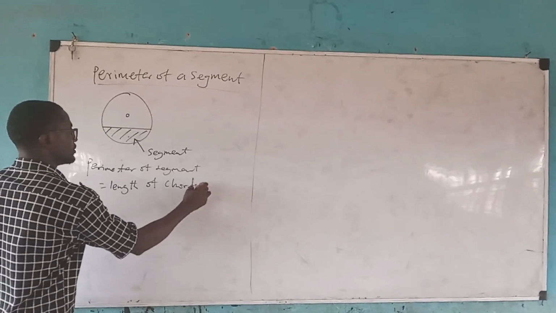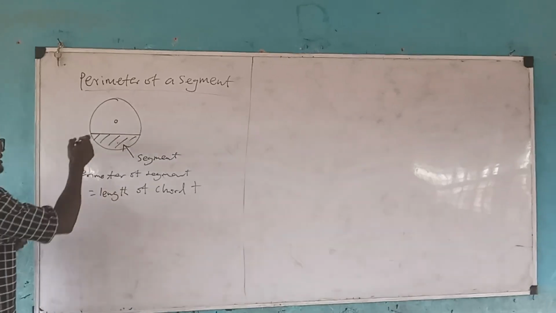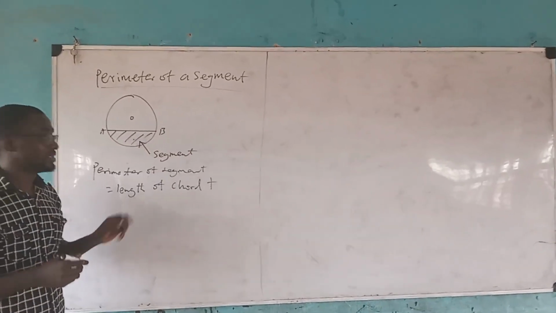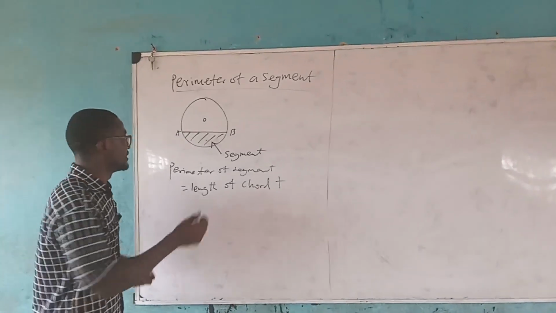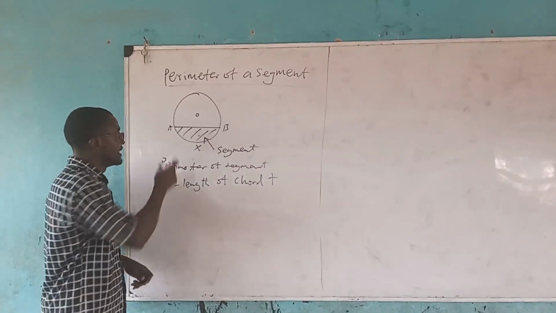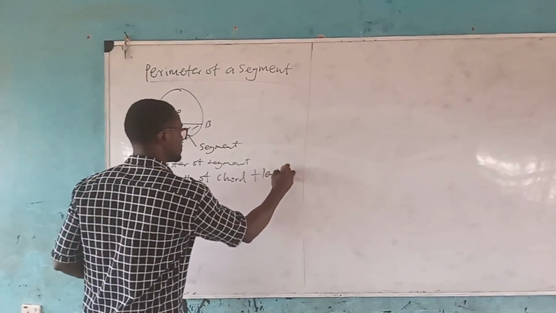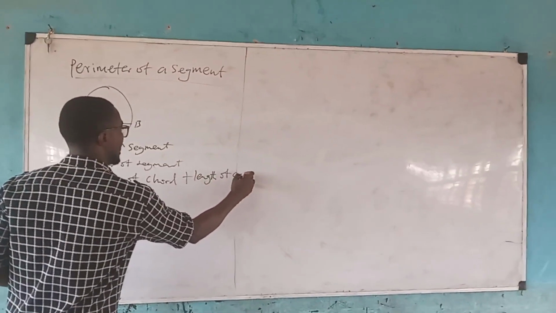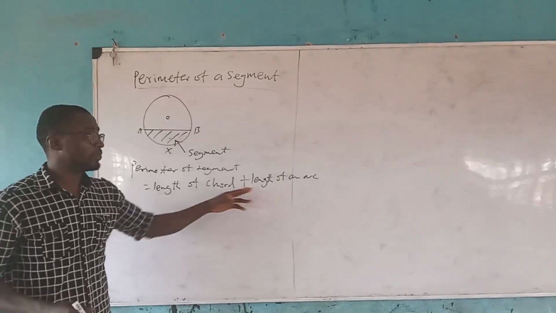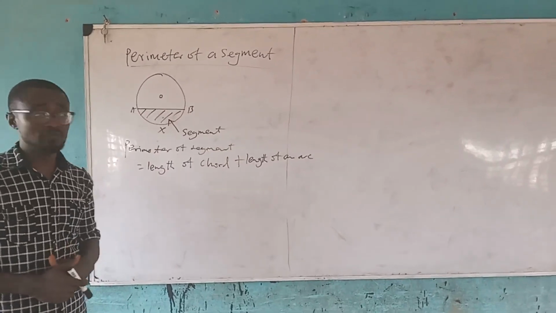So we are going to have the length of the chord. Then what are we going to add again? From here to here, let's say here is A, and here is B. So the length of A to B is known as the length of the chord. Then let's say here is X now. From A, X, B is an arc, so I'm going to have plus the length of an arc. When you add the length of the chord plus the length of an arc together, that will give us the perimeter of this segment.